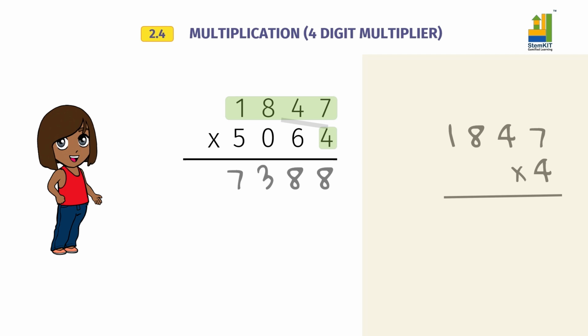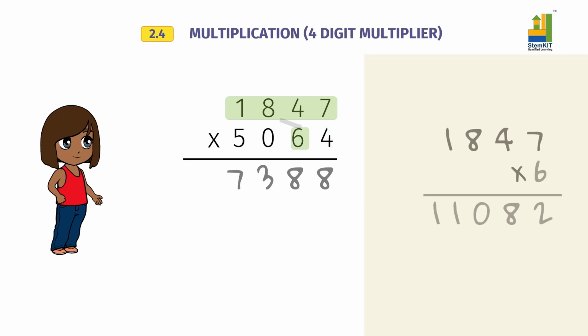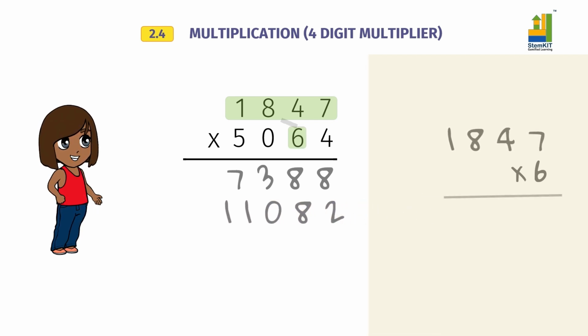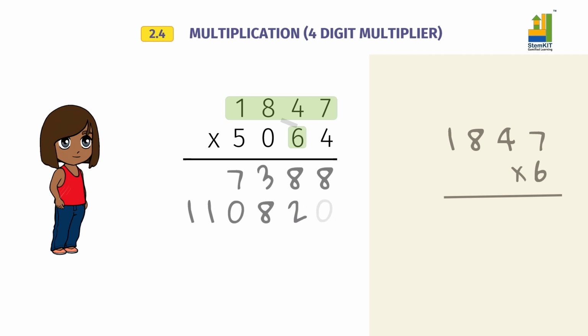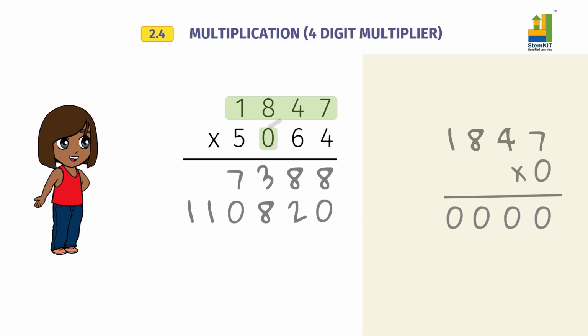Next we multiply 1847 by 60, because the place value of 6 is 60. We multiply 1847 into 6 and add a 0. We have 110820 in the second row. Next we multiply 1847 by 0. We fill zeros in the row for easy calculation.